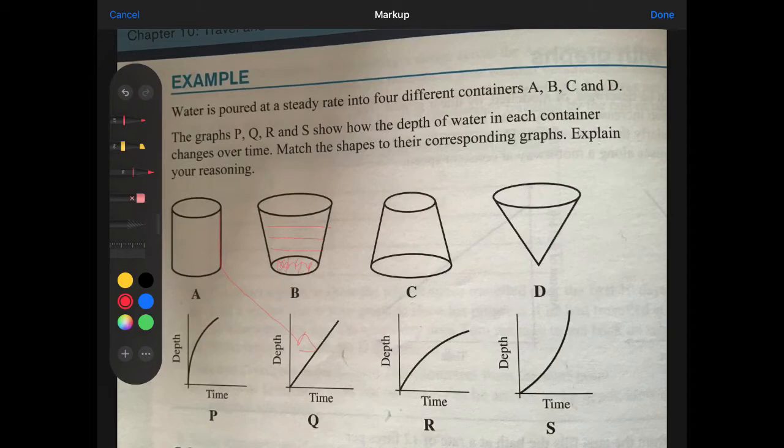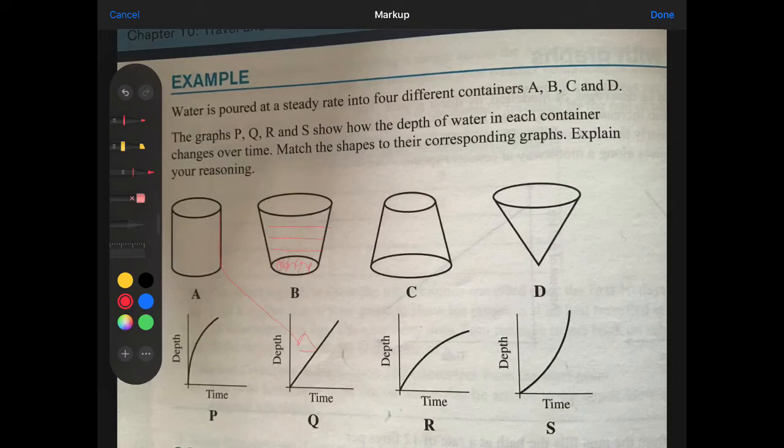So I'm looking at potentially this, the depth is going to be slowing down. So it's either going to be P, the first graph, or graph R. All right. So which one of the two? Well, let's come back to it.